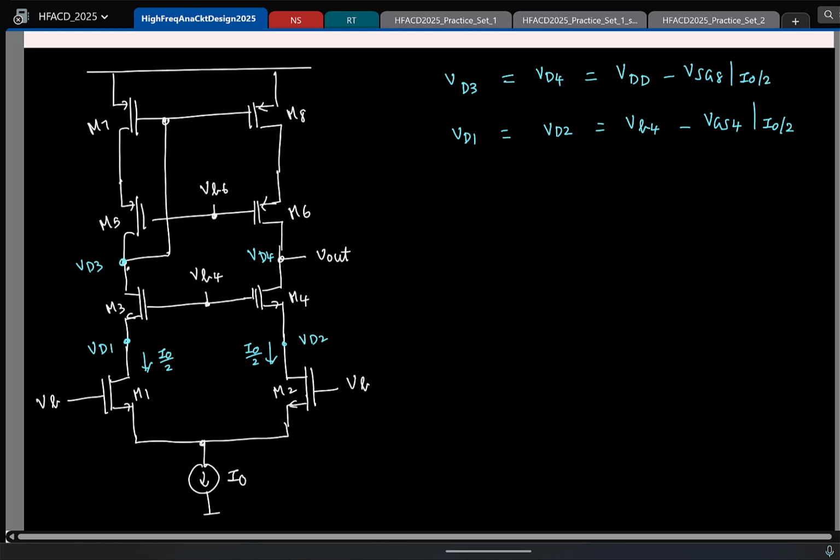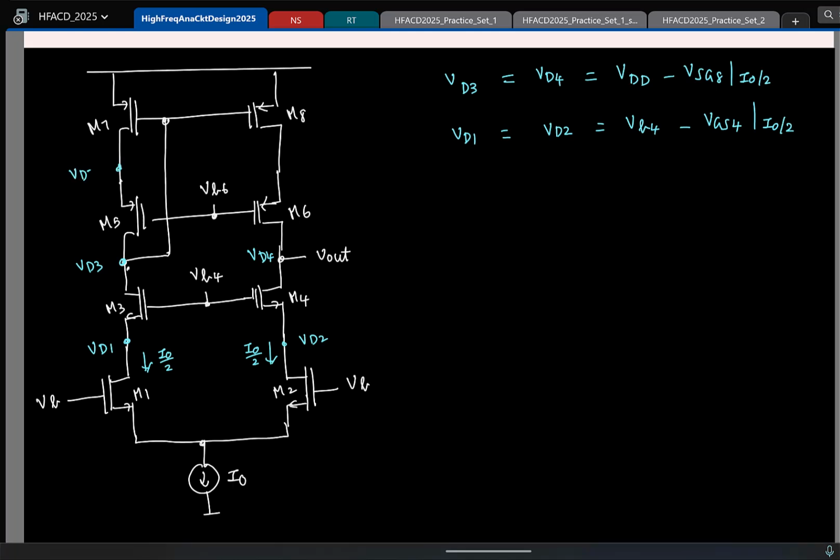Okay, so then only these voltages are pending, VD7, VD8. So these two voltages will also be equal, no surprise. And what will be determining the drain voltages here? The same argument as before.